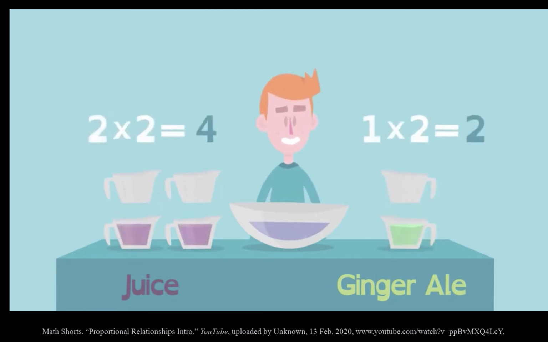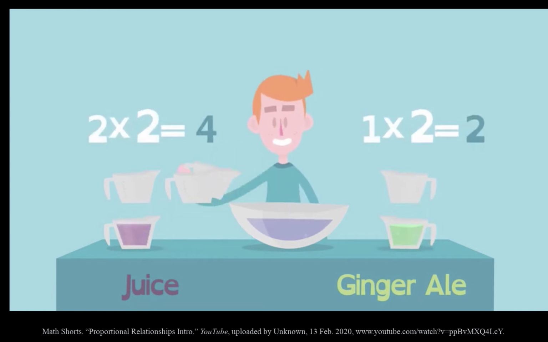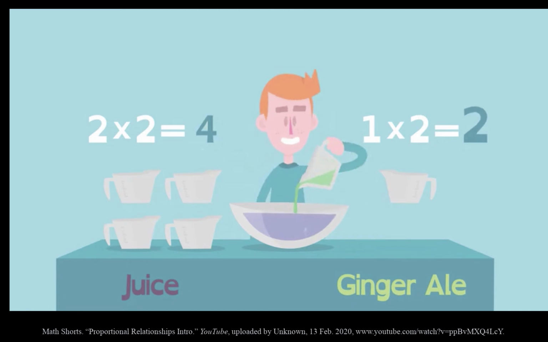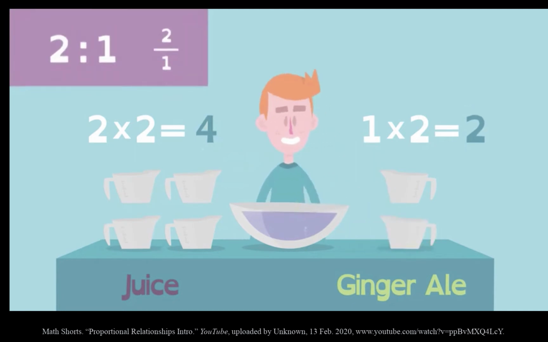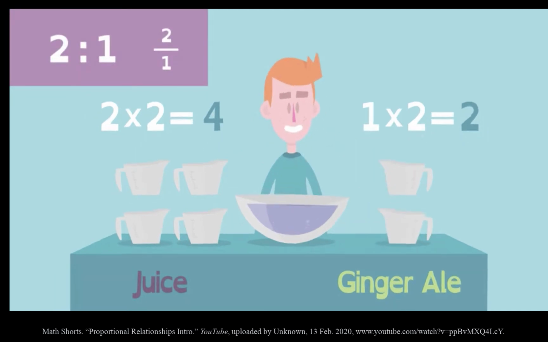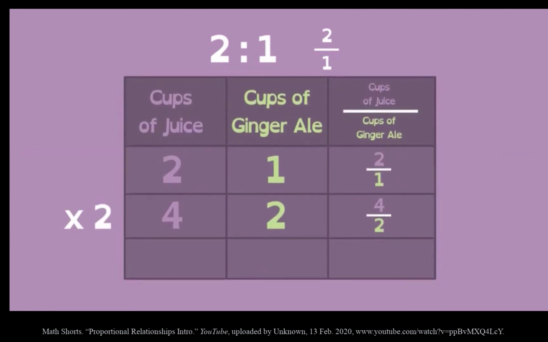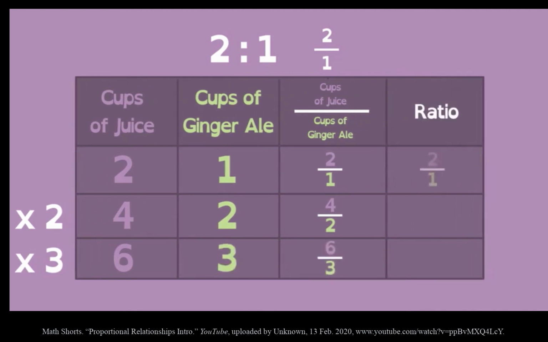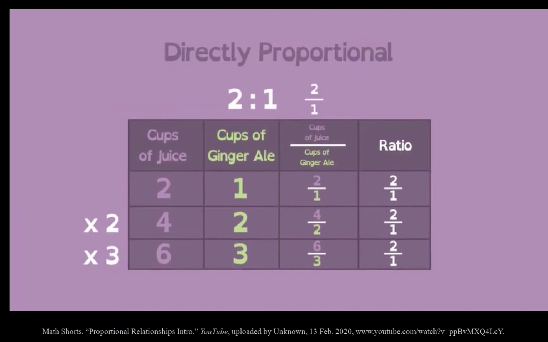If he doubles his recipe, meaning he multiplies it by 2 to start with 4 cups of juice, he'll need 2 cups of ginger ale to keep the ratio of juice to ginger ale 2-to-1. If he triples his recipe, he'll need 3 cups of ginger ale. All the ratios of juice to ginger ale are equivalent. They all simplify to 2-to-1. This means that the relationship between the 2 quantities of juice and ginger ale are directly proportional.